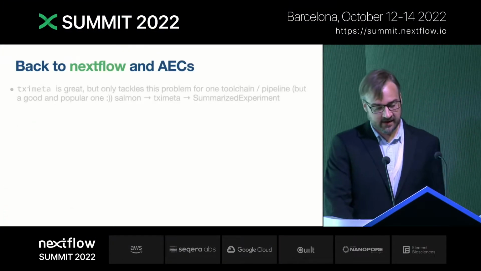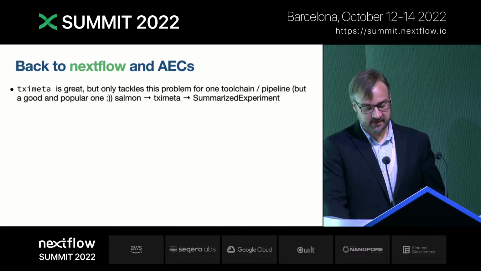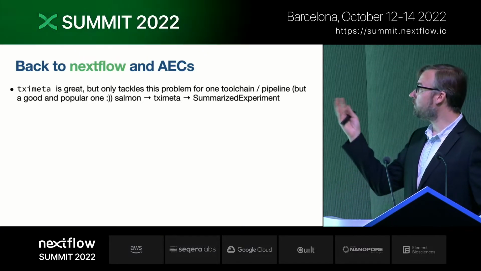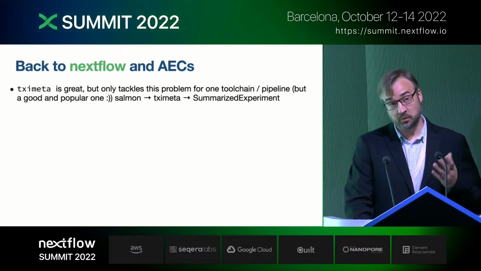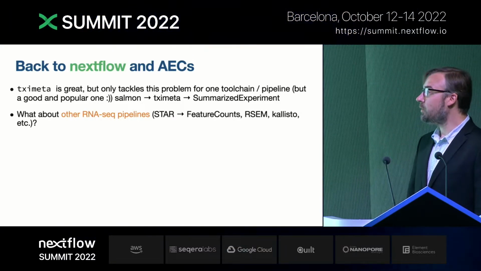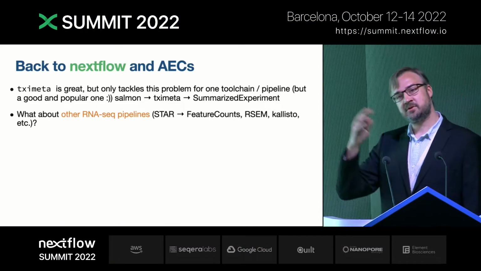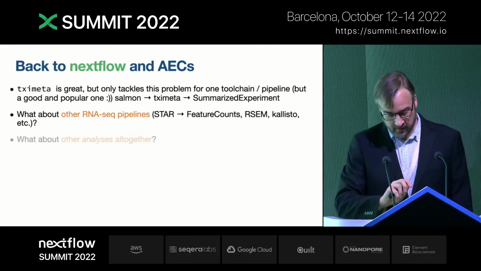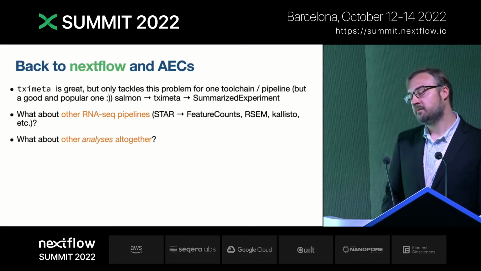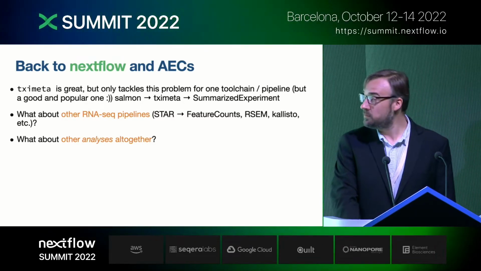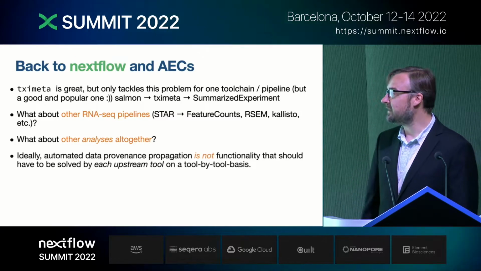All right, so back to Nextflow and augmented execution contexts. So tximeta is great, but it only tackles this problem for one tool chain and pipeline. I would argue a good one, but it's one small type of analysis. What about other RNA-seq pipelines? What if I use STAR and then featureCounts for quantification, or RSEM or Kallisto? And what about other analyses altogether, right? It's not always obvious what to do, and we need this for other kinds of analysis.